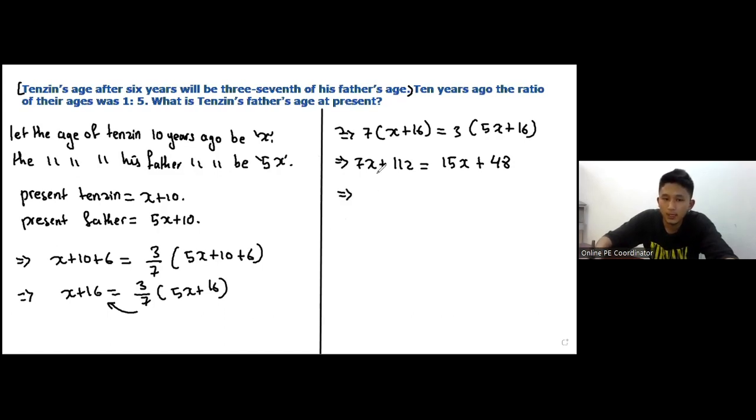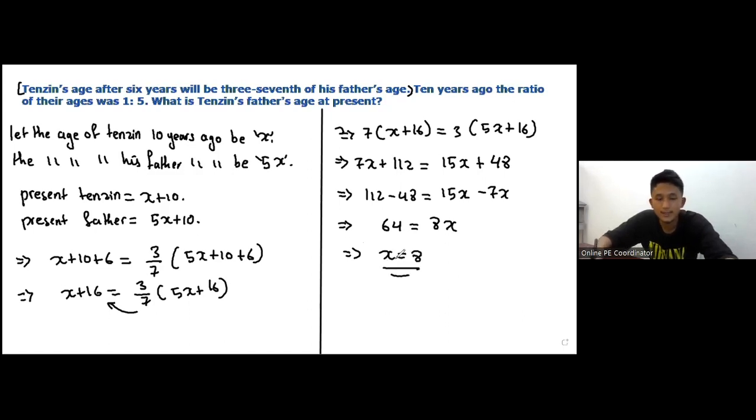Bring the like terms together: the numbers 112 minus 48 is equal to 15x minus 7x. 112 minus 48 gives us 64, and 15x minus 7x is 8x. So 64 is equal to 8x, and the x value comes to 8. Now what is this x value? It is the age of Tenzin 10 years ago.